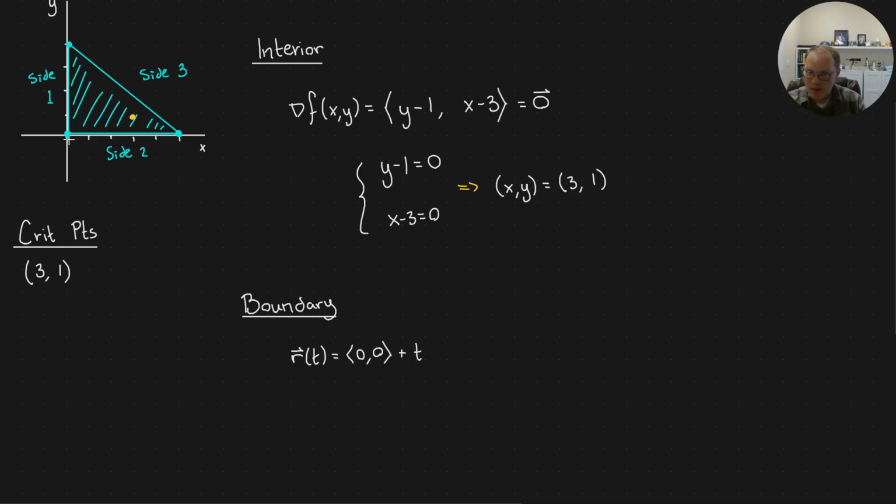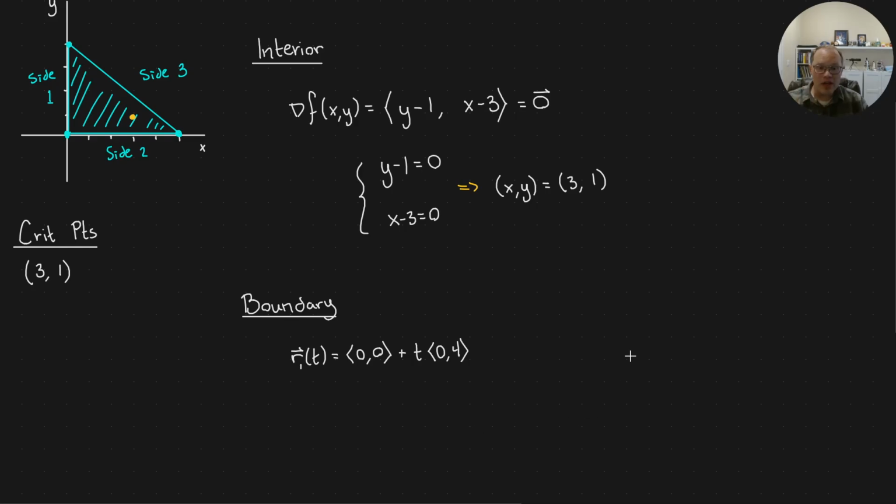If I'm going from 0, 0 to the point 0, 4, then this direction vector is the vector 0, 4. End minus start. I want to end there. I want to start there. If you subtract the points, you get the vector you want. Okay? So this will be the boundary for that first side. So I'll call it R sub 1, 1 for the first side.